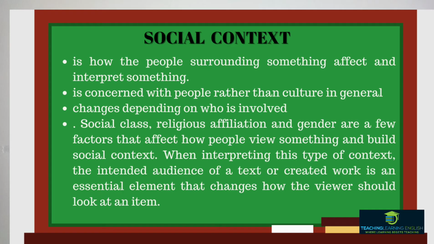And the last one is social context. Social context is how the people surrounding something affect and interpret something. Social context is concerned with people rather than culture in general. Social context changes depending on who is involved. Social class, religious affiliation, and gender are a few factors that affect how people view something and build social context. When interpreting this type of context, the intended audience of a text or created work is an essential element that changes how the viewer should look at an item.